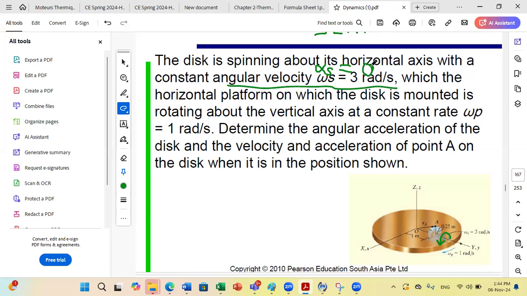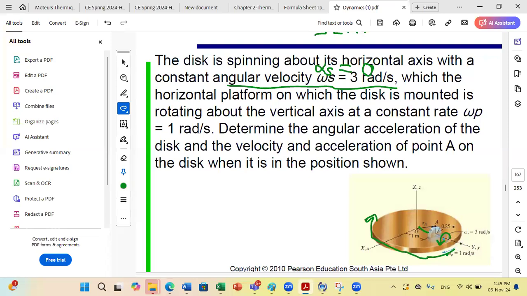But since omega s is changing in direction, when you derive omega s with respect to time, it will not be equal to 0. You will take into consideration the rotation of the axis of the disk. Why? Because here the disk is on a plate and the plate is rotating about Z. So the axis will rotate about Z, and at the same time, the disk will rotate about Y.